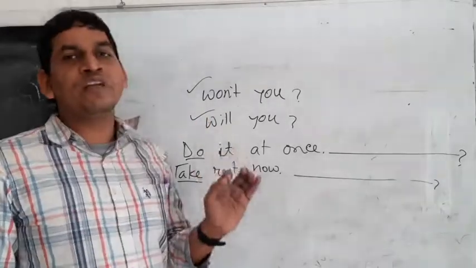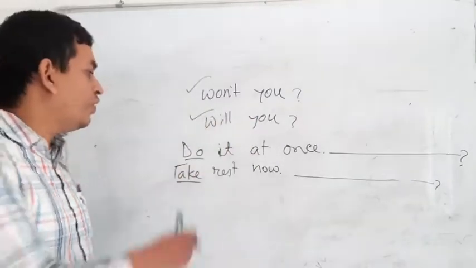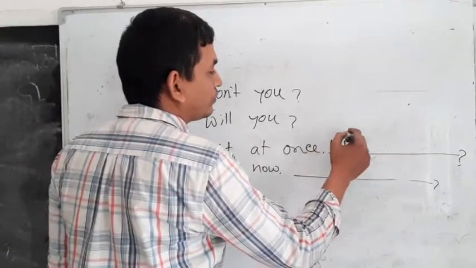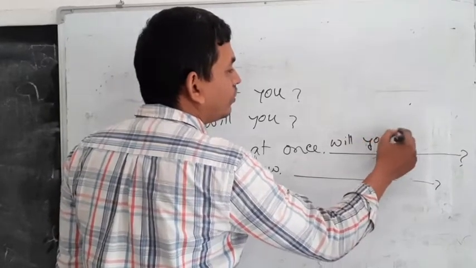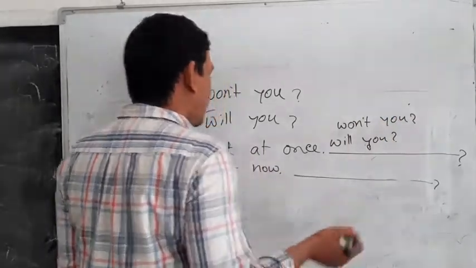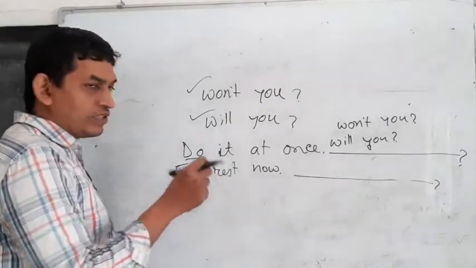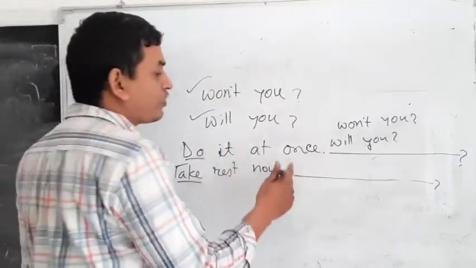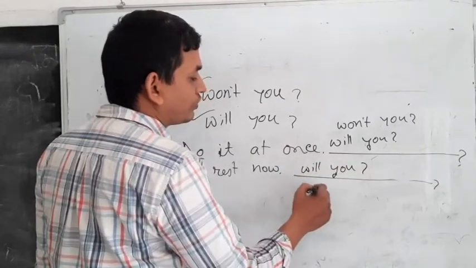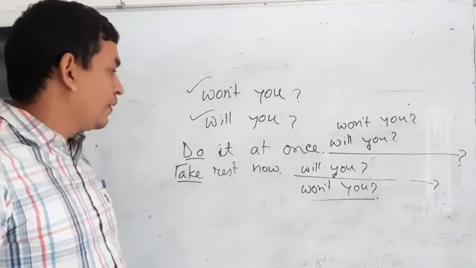In the case of an imperative sentence, we have to make the tag question won't you or will you. So, do it at once. As this sentence is an imperative sentence, we must write will you. Will you? Or won't you. This is up to you. Take rest now. The sentence is an imperative sentence because take rest now denotes advice or order. So we must write here also will you or won't you.